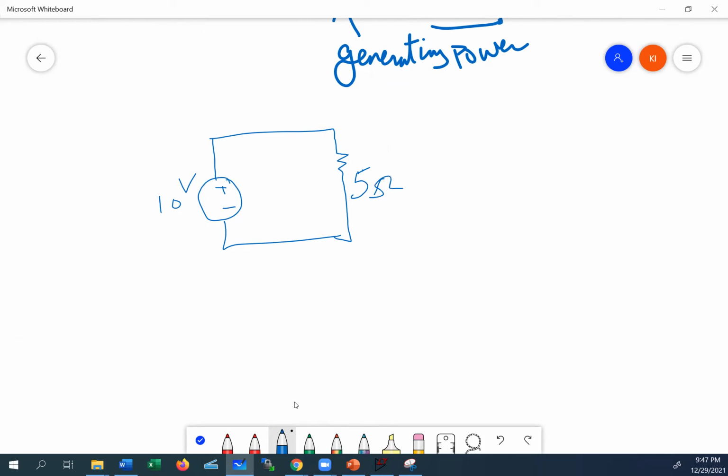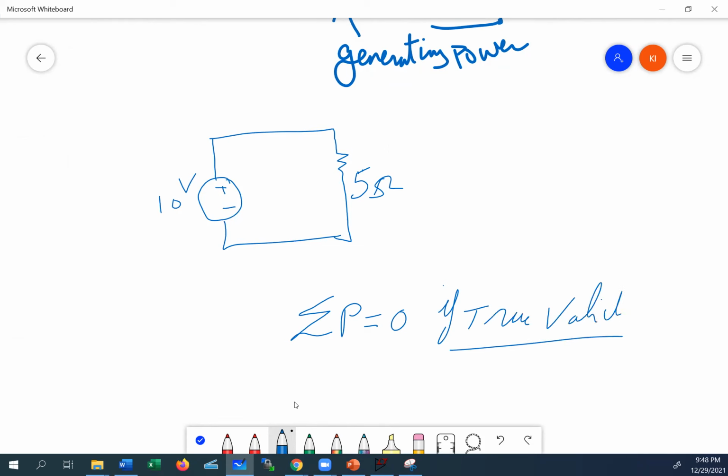Okay, and they're asking us, is this a valid circuit? We say, if you want to know if it's a valid circuit, then the sum of the power has to be 0. If true, it is valid, right? That was kind of the definition, one of the assumptions of the model.